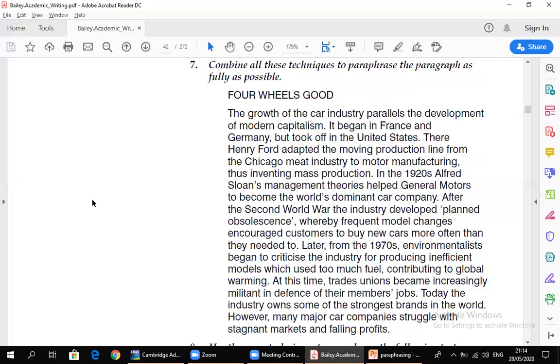more often than they needed to. Later, from the 1970s, environmentalists began to criticize the industry for producing inefficient models which use too much fuel, contributing to global warming. At this time, trade unions became increasingly militant in defense of the members' jobs. Today, the industry owns some of the strongest brands in the world. However, many major car companies struggle with stagnant markets and falling profits.